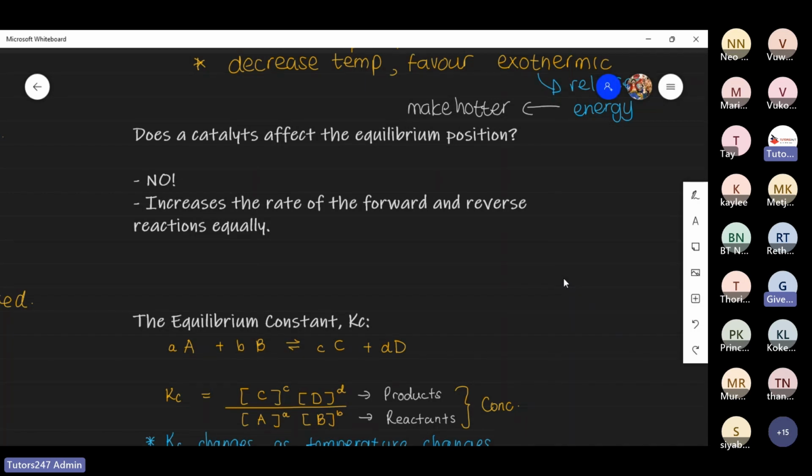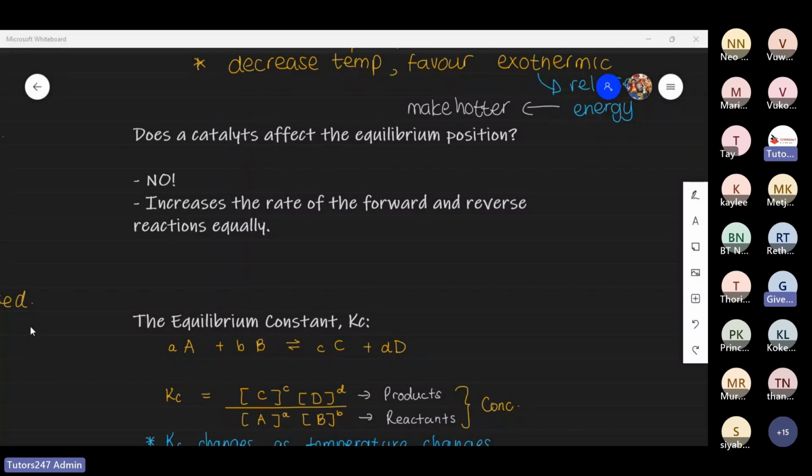Now, a catalyst does not affect your equilibrium position. I'll repeat once more. A catalyst does not affect your equilibrium position. If you want to learn more about your catalyst, you can go back to your notes from rate of reaction. I think it was discussed in quite detail, what your catalyst is, the properties of a catalyst, what it does, all of that stuff. So in chemical equilibrium, the most important thing about a catalyst that you need to remember is that it does not affect chemical equilibrium position.